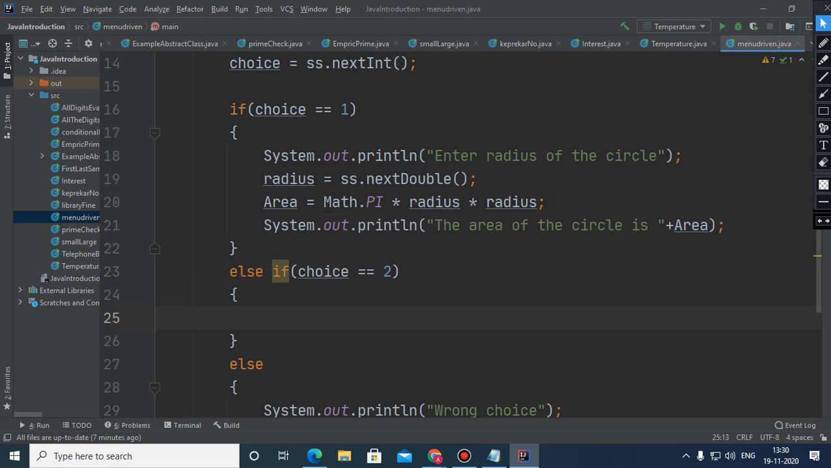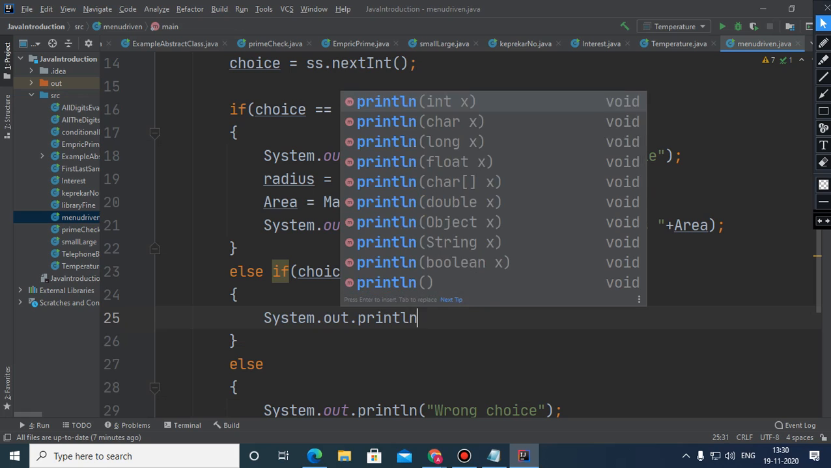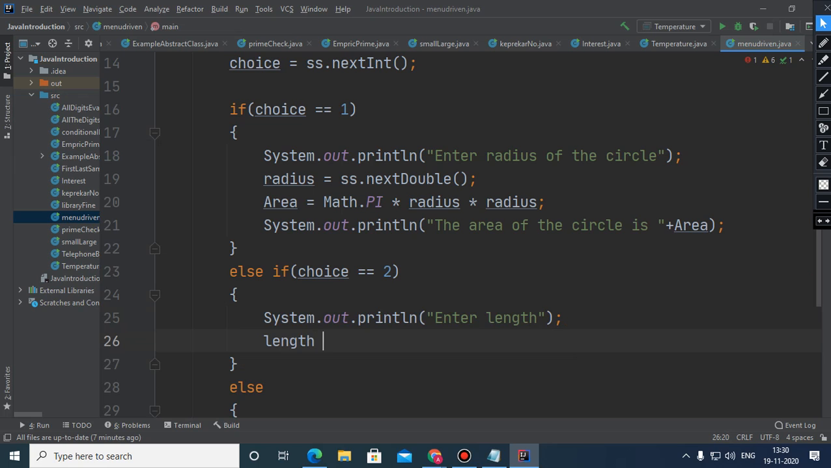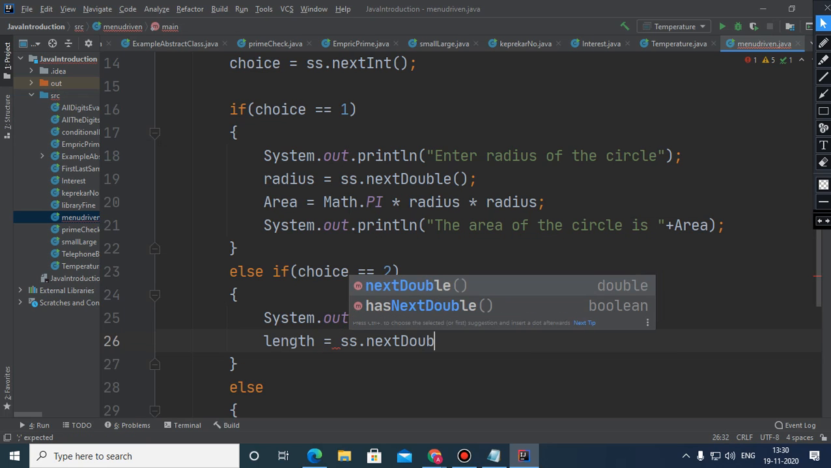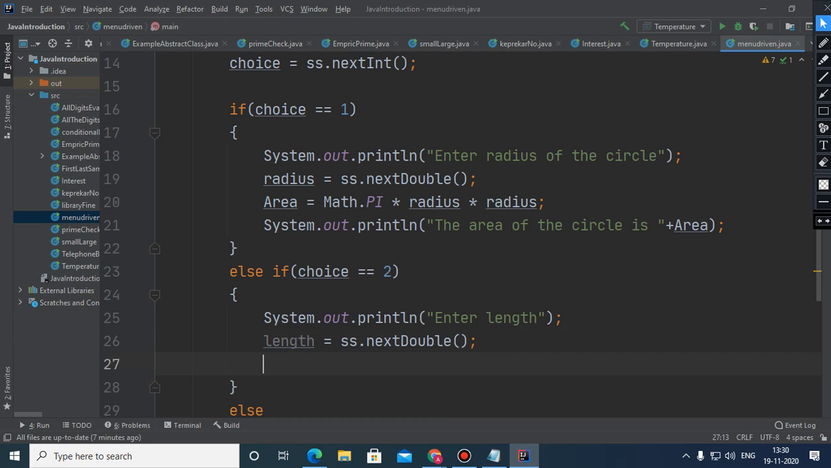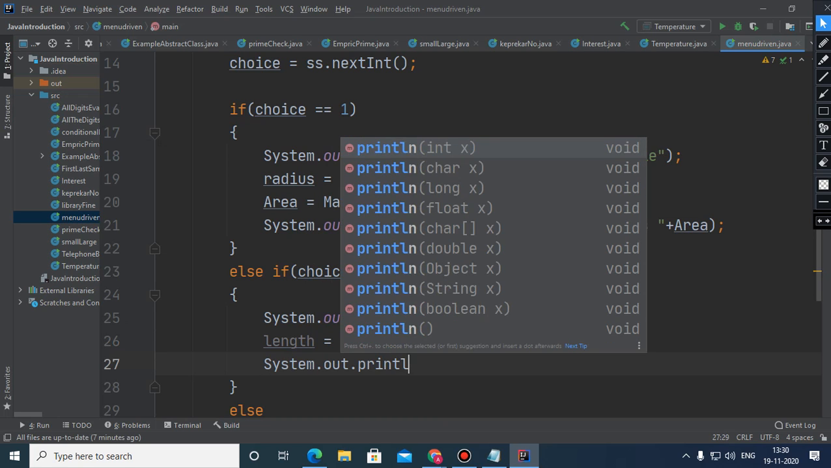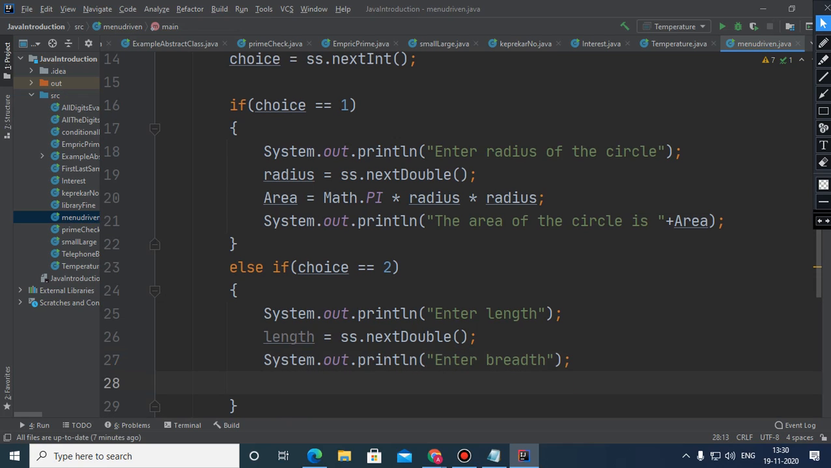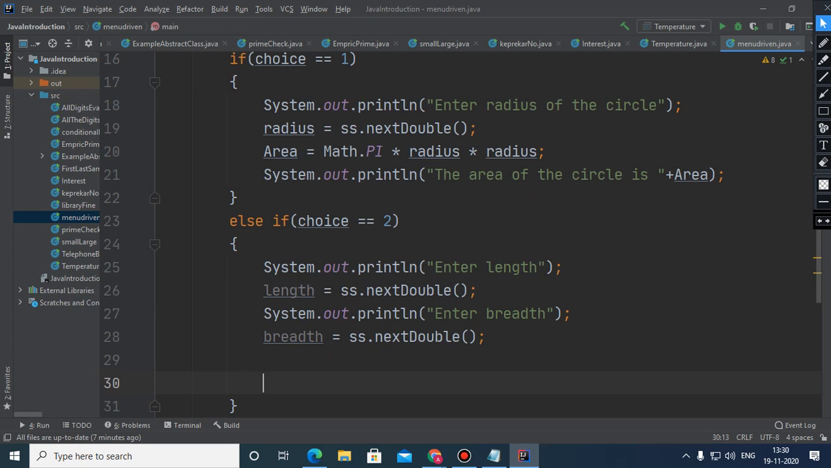So what is the second choice? It is diagonal of the rectangle. So apply the formula, and here we need to enter length first. So that is length is ss.nextDouble. Enter breadth. So these are the two things we have done.